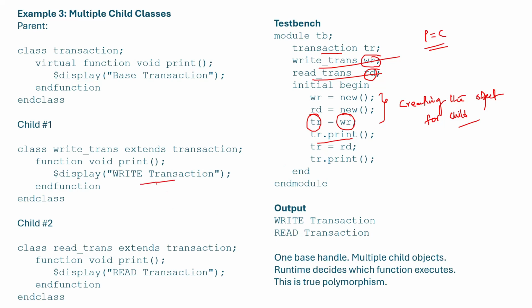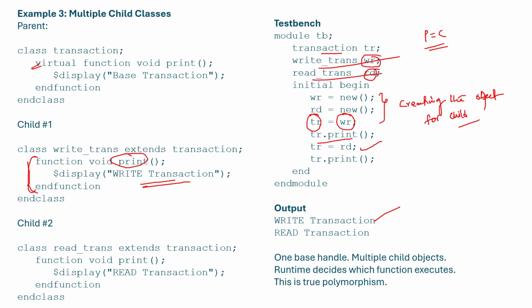I am getting write transaction as the output because the print method is a virtual method, and this virtual method is overridden by this child class. So you get write transaction as the output. And again, transaction equal to read, that means another child. Both are equal, right? One child does not have higher priority and the other lower priority, it is not shown anywhere. So both are equal.